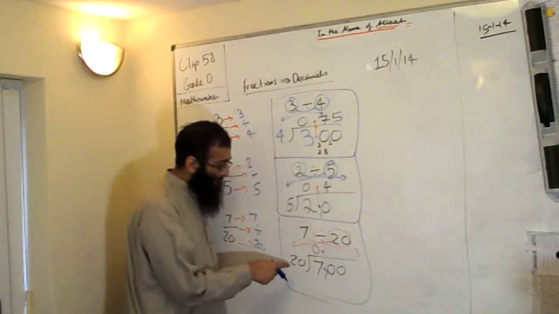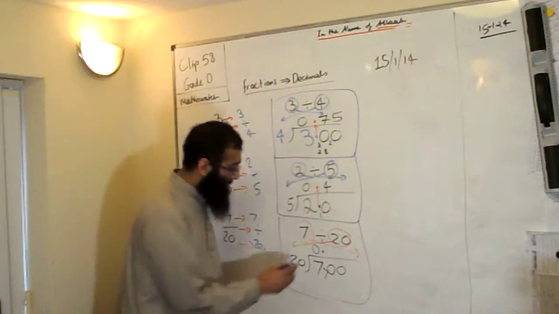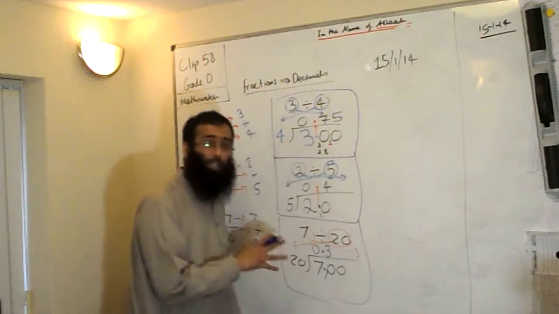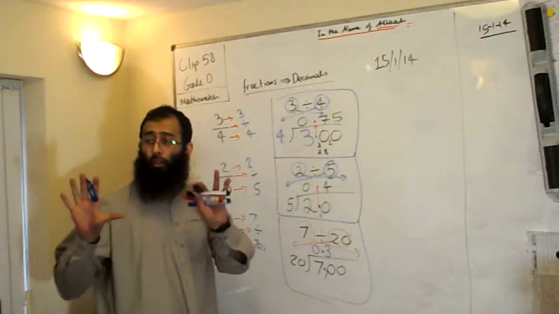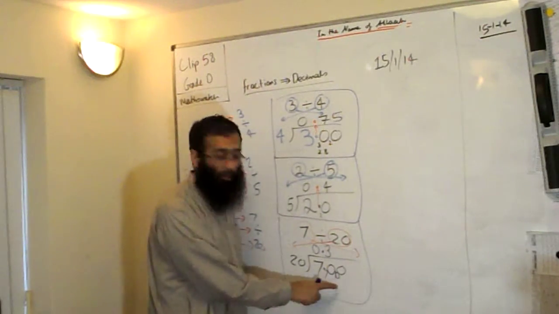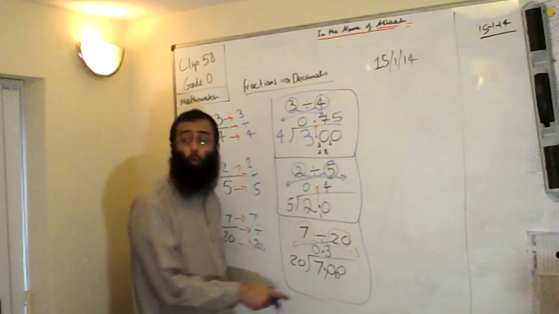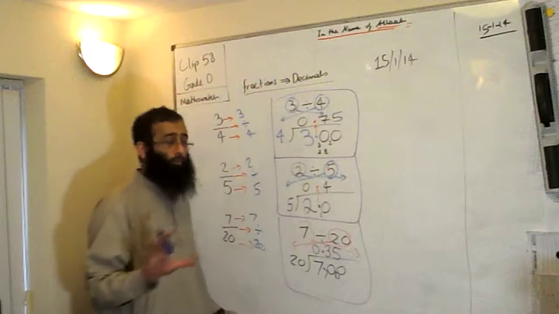The next question, how many groups of 20 can I make from 70? 3. So 20 will fit into 70 three times and we will have a remainder of 10. And that 10 gets carried to the next number. So the next question, how many 20s go into 100? 5. And the answer is done.